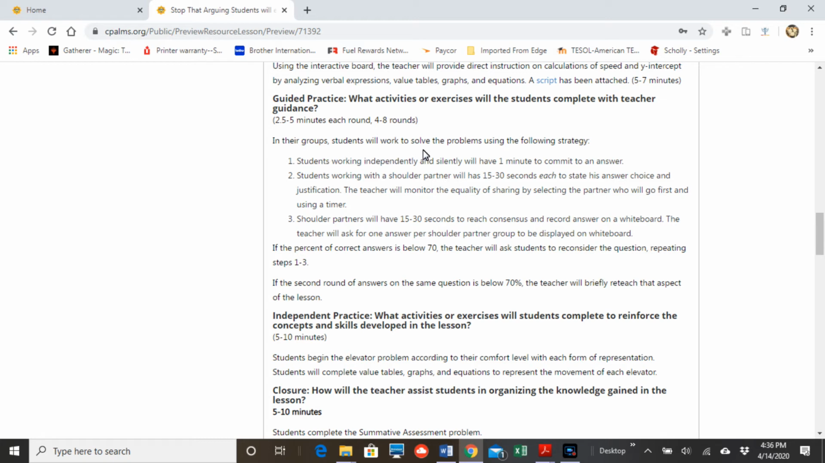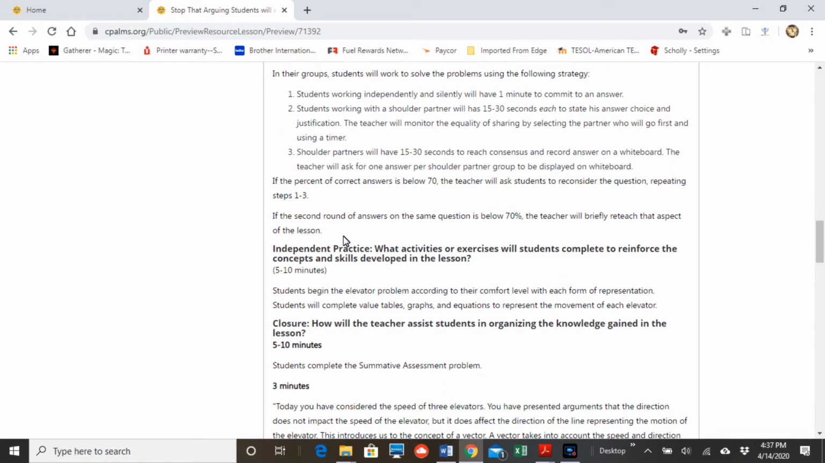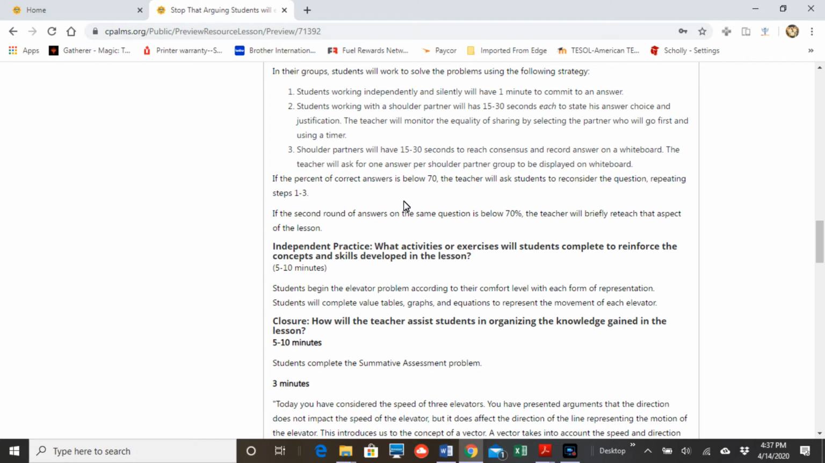So in their group, students will work to solve the problems using the following strategy. And this is what the expectation is for the students. So I would say as the parent, you probably want to highlight this and either print it out or write it on a sheet of paper. Do whatever you feel is necessary so that they understand. Now, if the percent of correct answers is below 70, the teacher will ask students to reconsider the question, repeating steps 1 through 3. So that same thing goes for your students.